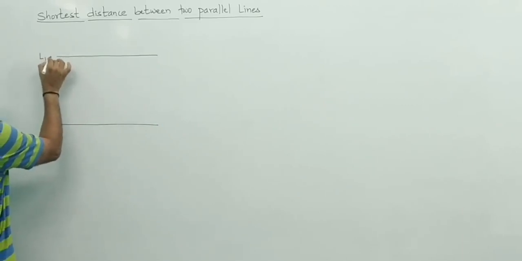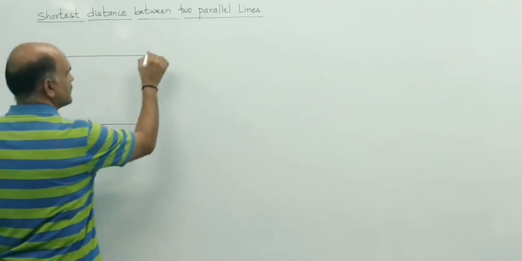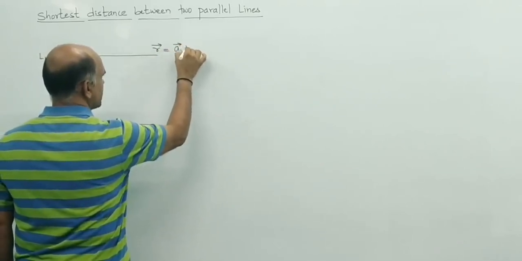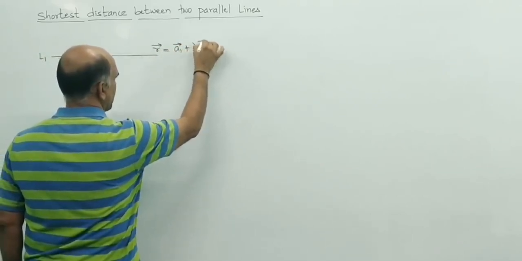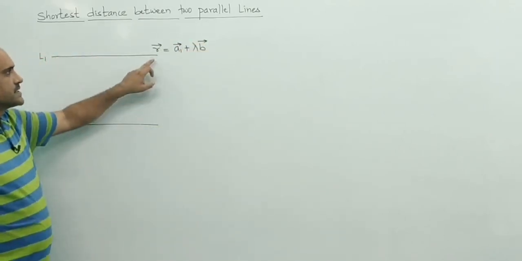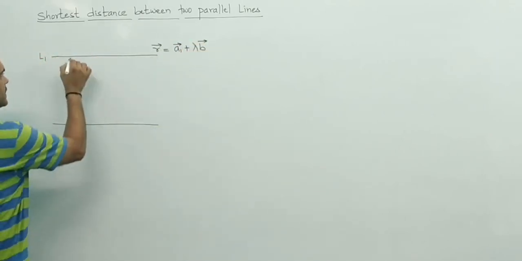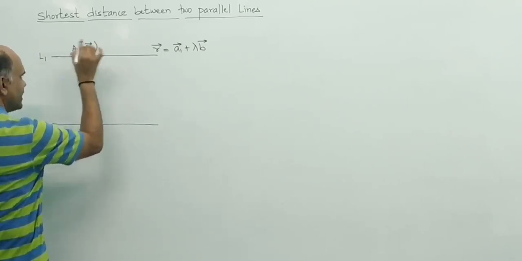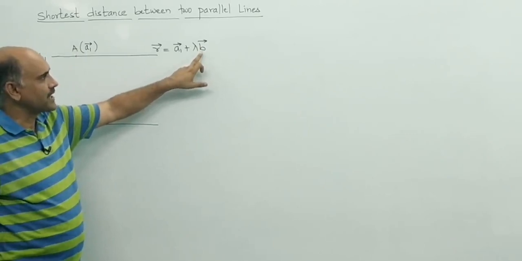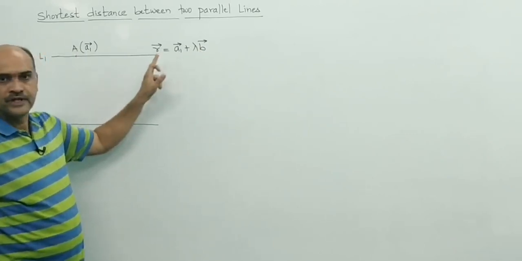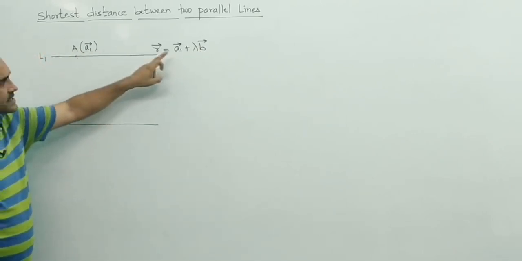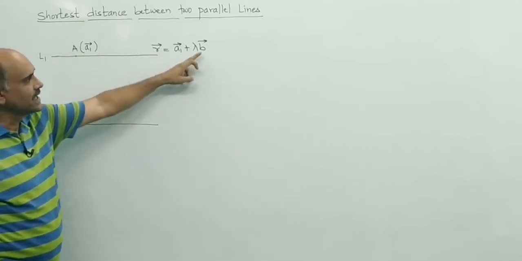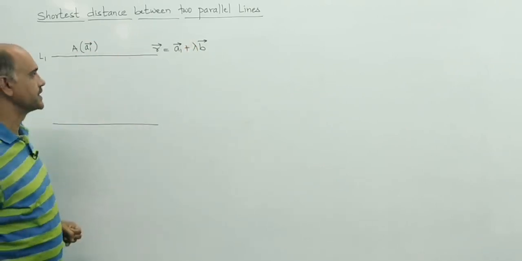So this I will take as L1 and will denote it as r = a1 + lambda b, where this line is passing through point A having its position vector a1 and is parallel to vector b. So this line L1 is passing through point A whose position vector is a1 and is parallel to vector b.